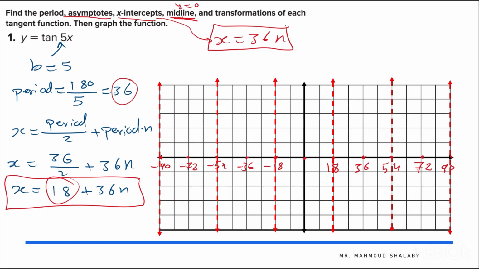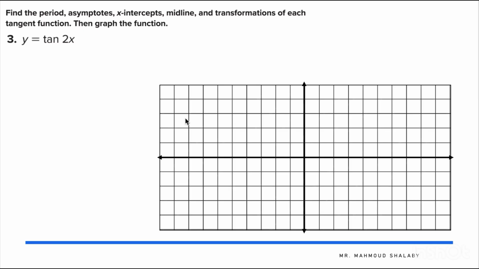To graph this function, we don't have a phase shift value, so we will draw a normal graph from this side and going down like this, and complete in all the other places here. I don't think there is anything different, so all of the questions are exactly the same. Just find the value of b, find the new period, find the asymptotes, draw the asymptotes, and so on.